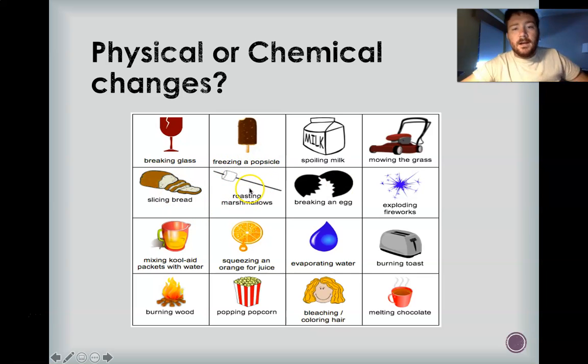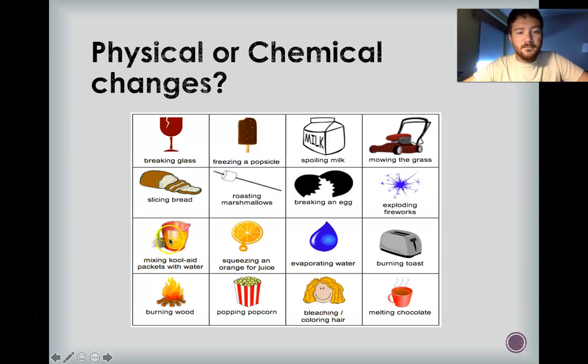Roasting marshmallow. If the marshmallow just gets warm, it'd be physical, but if it is roasting, whenever you roast something, it changes the chemical properties because there's a little bit of carbon-forming burning, so to speak, and that's chemical. Breaking an egg, physical. Exploding fireworks, very chemical. It is making loud pops and noises and showing out light. That's very much evidence of chemical change.